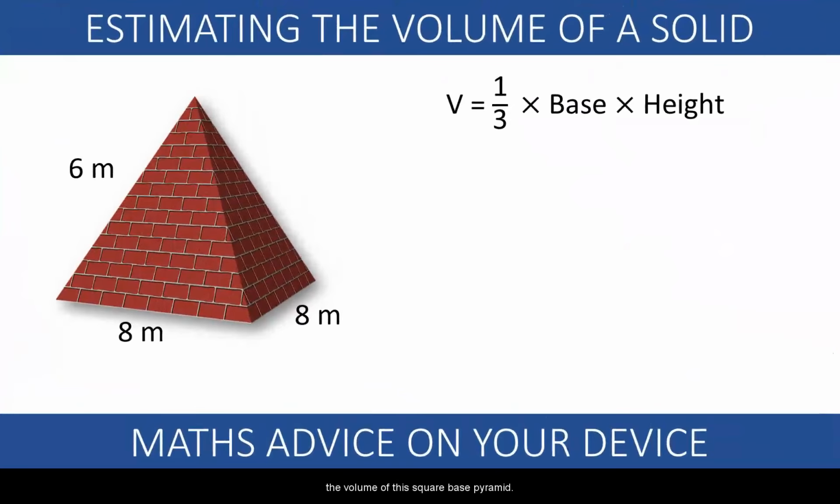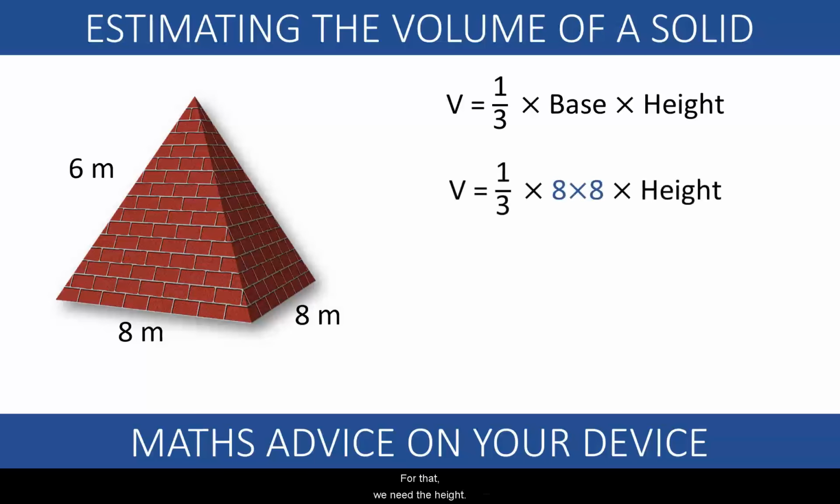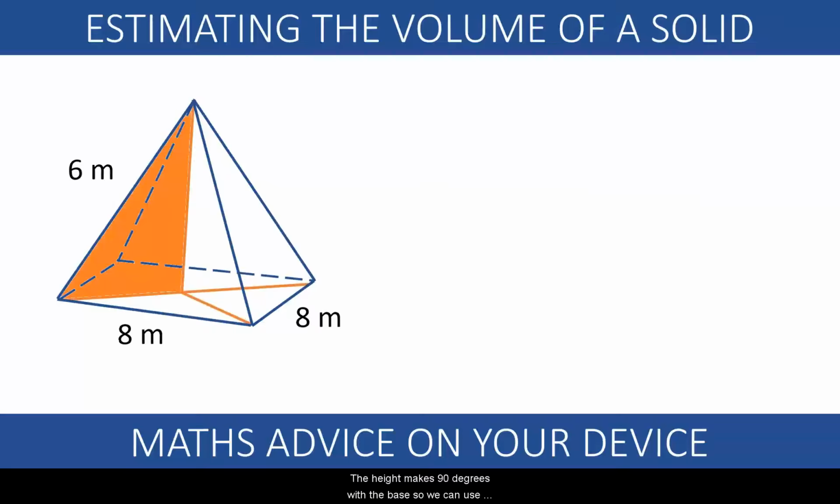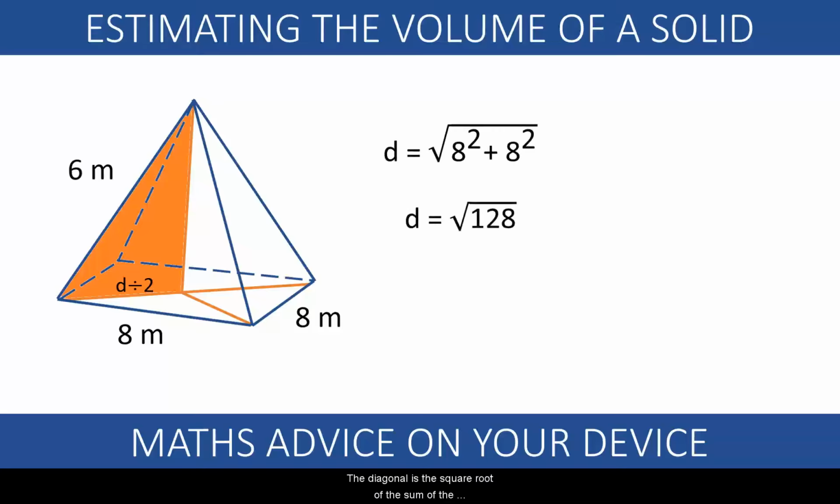We are going to use Pythagoras in 3D to calculate the volume of this square base pyramid. For that, we need the height and substitute this into the formula. Volume equals a third of base times the height. The inside looks like this, and the height falls in the middle of the square. The height makes 90 degrees with the base, so we can use Pythagoras with hypotenuse 6 meters and short side equals to half of the diagonal of the square. The diagonal is the square root of the sum of the squares of the 2 sides.